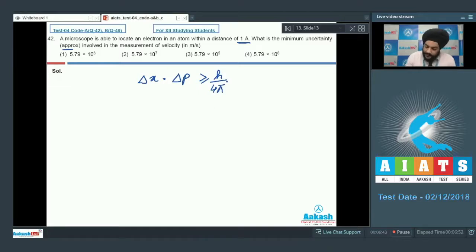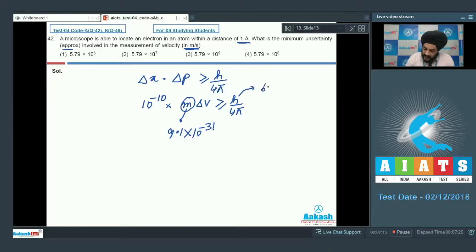So students, if we talk about the values given to us, it is said that the delta x value is equal to 1 angstrom. So we can put it equal to 10 to the power minus 10 as the examiner seems to be interested in the SI units. Now, if we talk about the delta p term, we can have m delta v greater than or equal to h upon 4 pi. The value of m is equal to 9.1 into 10 to the power minus 31 kilograms for an electron. The value of h is 6.62 into 10 to the power minus 34, which is also again in SI units.